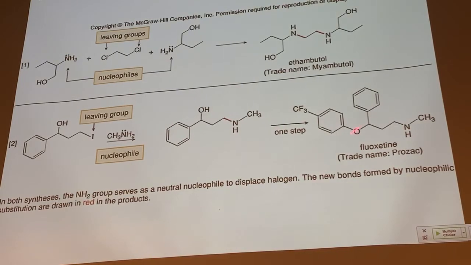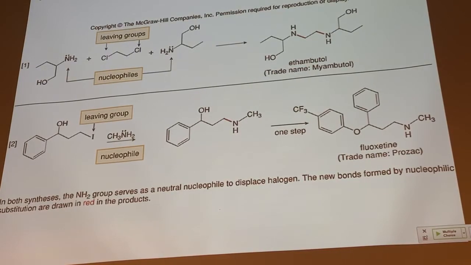And then down here we have fluoxetine, also known as Prozac, a very, very common medication. And there's a similar SN2 reaction with an amine, a methylamine here, primary alkyl halide. In both cases, they're primary alkyl halides, so these are going to be relatively fast SN2 reactions. And then one step converts the SN2 intermediate into the fluoxetine drug. Okay?